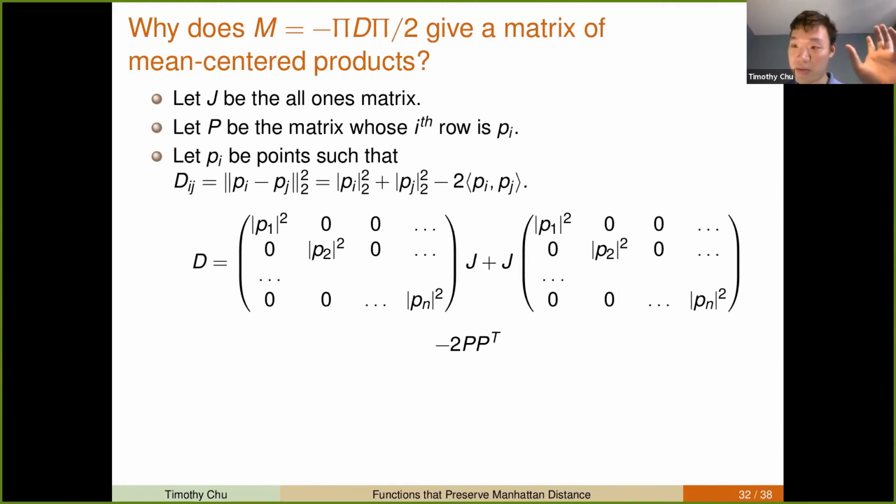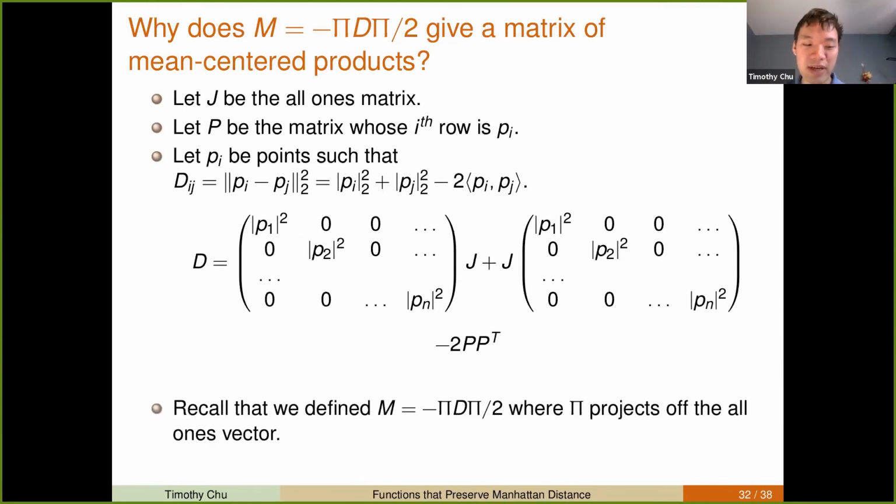You basically take a diagonal matrix where your diagonal elements are p_i squared, multiply by J, add this next term, and subtract 2PP transpose. And that just follows from expanding what D_ij is. Very straightforward calculations. I'll leave that for the reader. Recall how we defined M. And what does pi do? Pi crushes J. So when you pre and post apply pi to D, the first two parts of the sum just completely evaporate. And you're left with PP transpose. You're also left with these p_i's here. But if you assume that your p's are centered at the origin, then this is just equal to PP transpose.